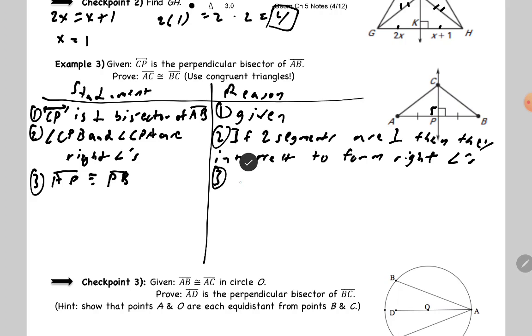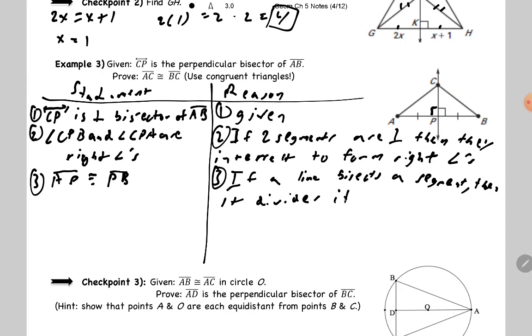Okay, that's the definition of a bisector. So if a line bisects a segment, then it divides it into two congruent parts. Okay, so we have a side, an angle, and they both share CP. CP is congruent to CP.